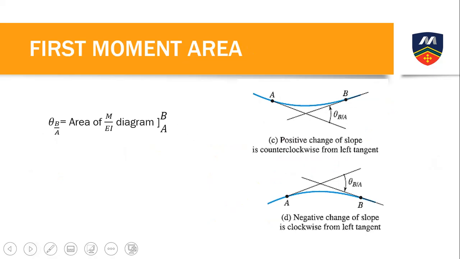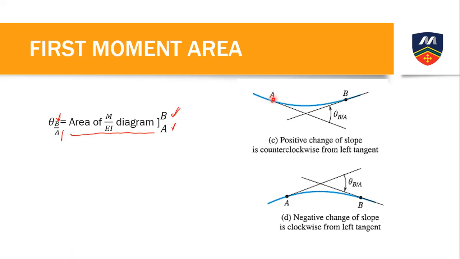Okay, so for the computation of the slope, we have the relationship of our slope and our moment. So our slope, no, it is just the area of the moment diagram from A to B. How are you going to read this? The slope of B relative to A. Okay, that's how you're going to read that. The slope of point B relative to A is just equal to the area of the moment diagram from A to B.